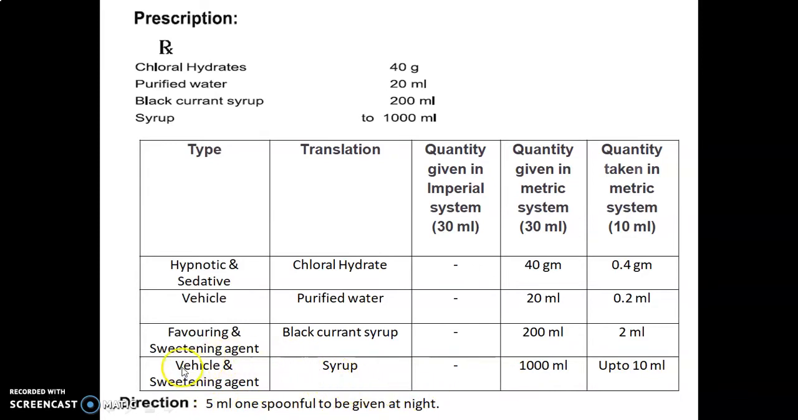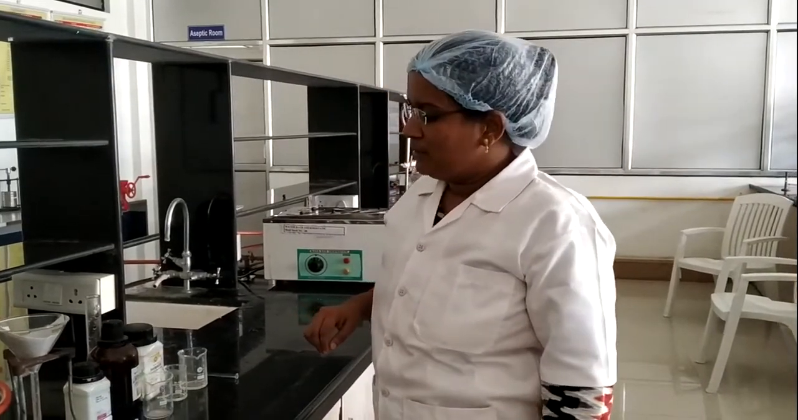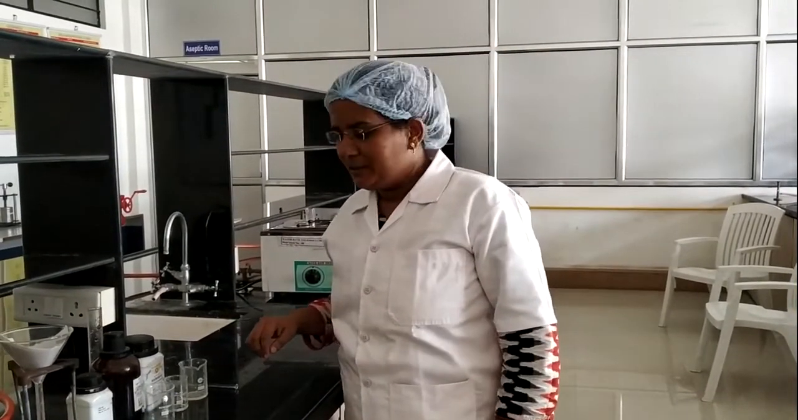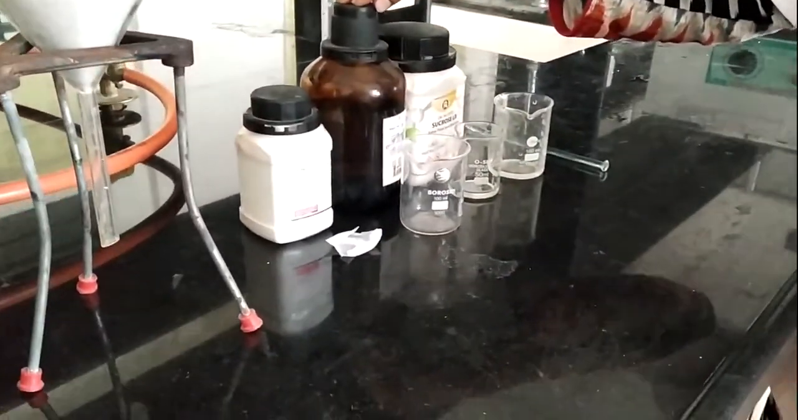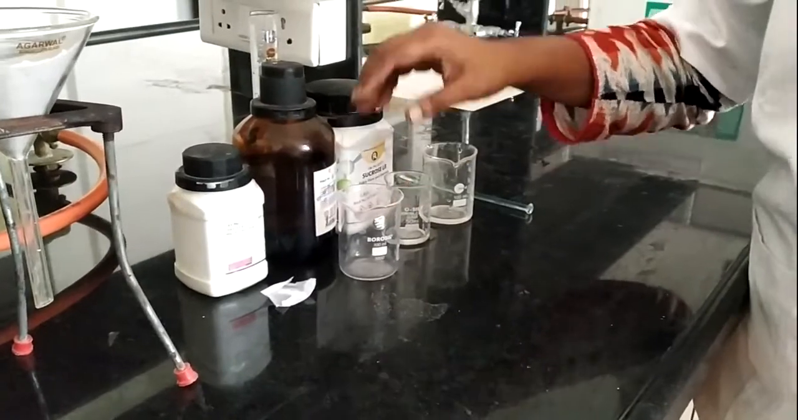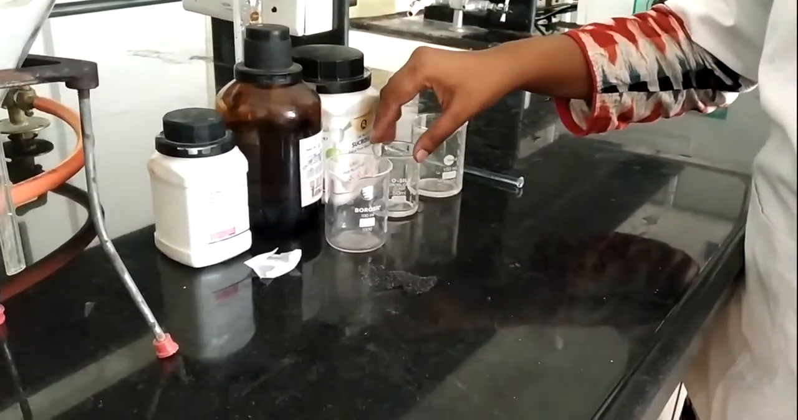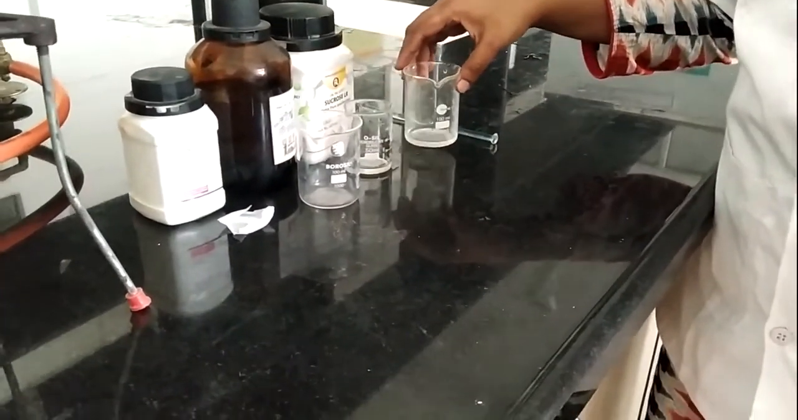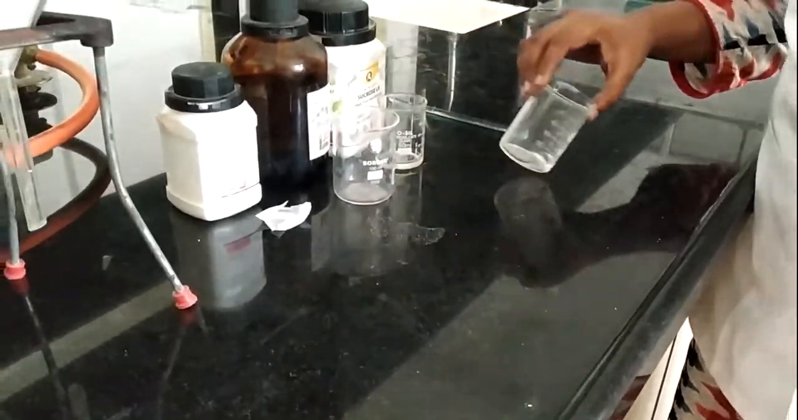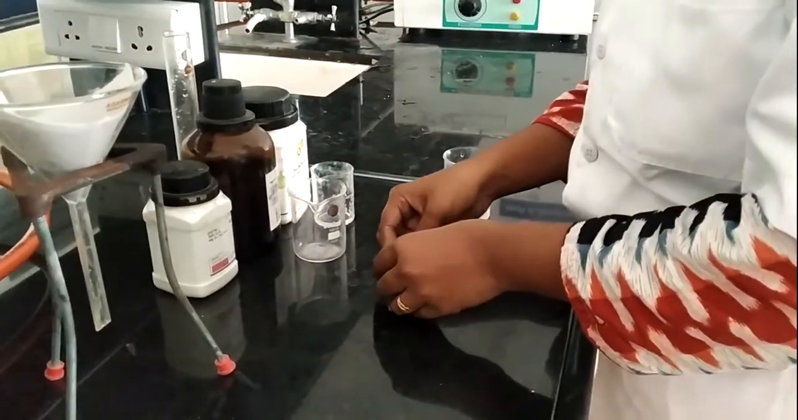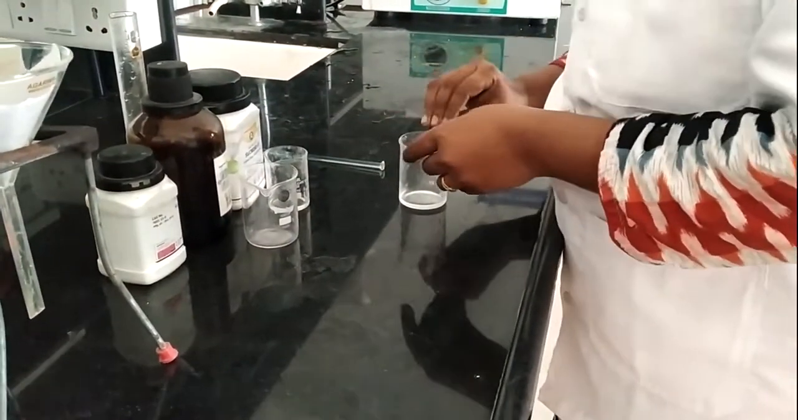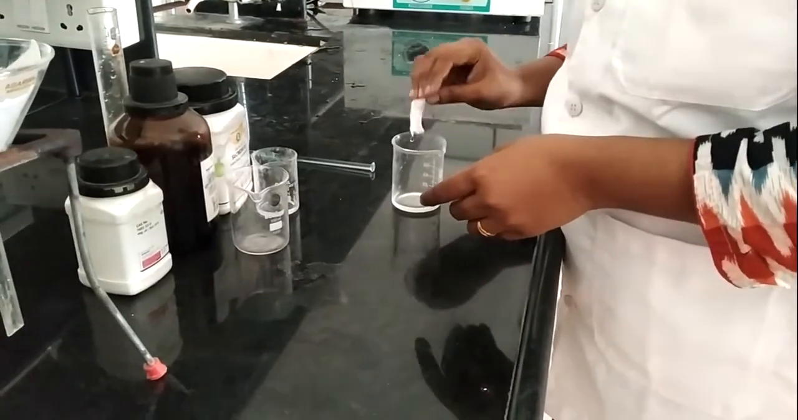Now we will proceed to perform the actual experiment in the laboratory. So we have this chloral hydrate which is previously weighed. This is black currant syrup which is taken into this beaker, and sucrose from which we already prepared this syrup, and in this beaker we have taken the purified water. So as the first step we are going to add this chloral hydrate into this purified water and proceed for stirring.